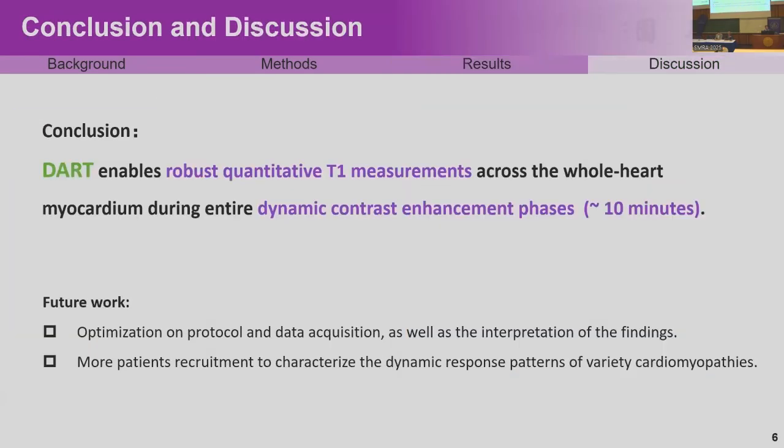In conclusion, the DART enables robust quantitative T1 measurements across the whole heart myocardium during the dynamic contrast enhanced phase, which takes about 10 minutes. In the future, we will optimize the protocol and data acquisition as well as the interpretation of the findings, and more patients should be recruited to characterize the dynamic response pattern of various cardiac pathology.